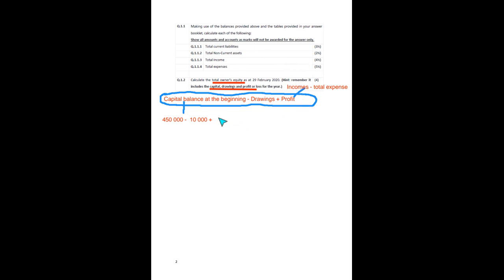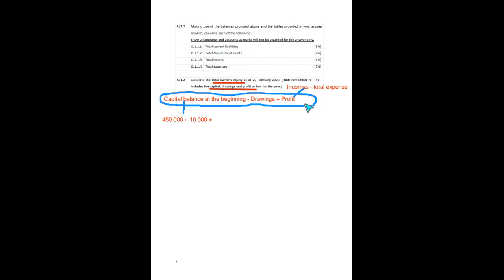Does that make sense? Yes, sir. So it depends. If you have income of 40,000 here and expenses of 10,000 here, you're going to say 40 minus 10, and that will be the 30 that you're going to add here.